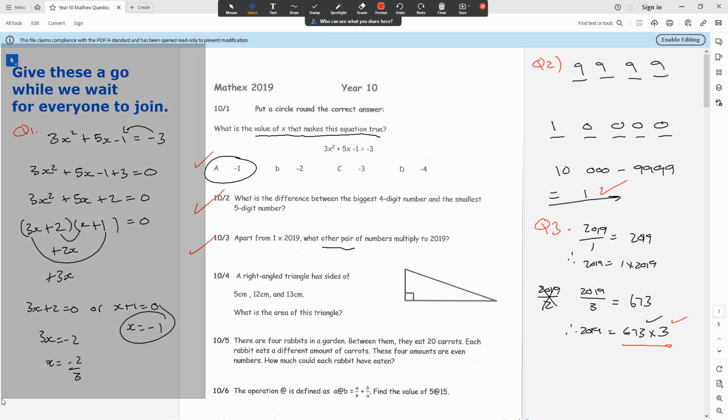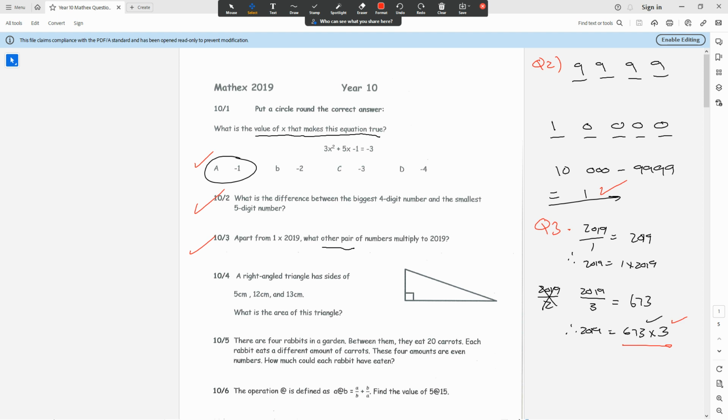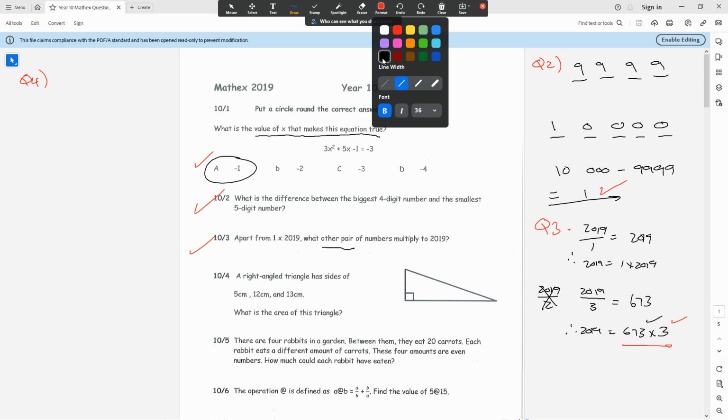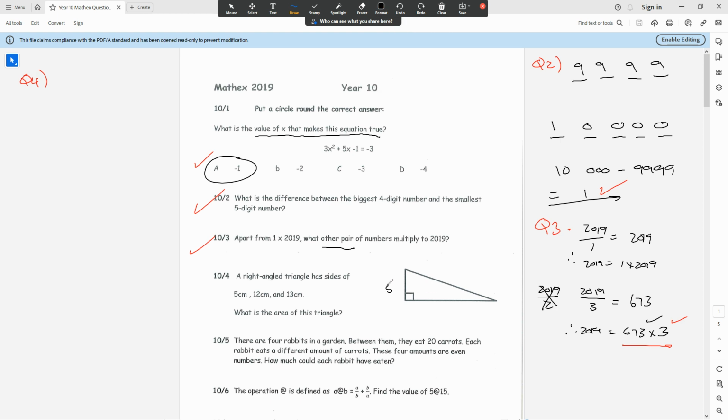Okay, let's clear out this side. Okay, let's continue on to question 4. Question 4 says a right angled triangle has sides of 5 centimeters, which is this small side, 12 centimeters, and this is 13 centimeters. What is the area of this triangle?